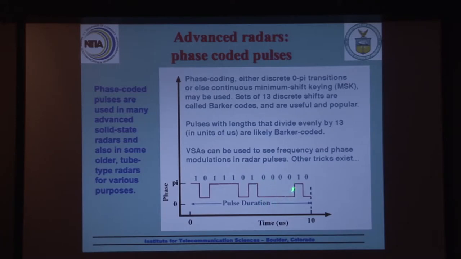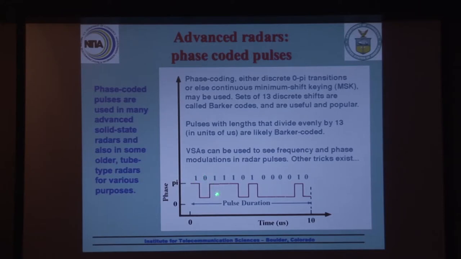Again, we've talked about this in earlier talks, so I won't belabor it. But here we have 13 phase chips. Each chip is either pi or zero for its phase. These equivalently, in terms of logic, are ones and zeros. A set of 13 of these is a so-called Barker code, very popular in radars.